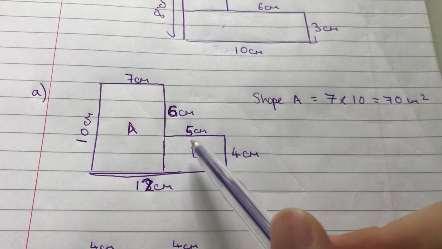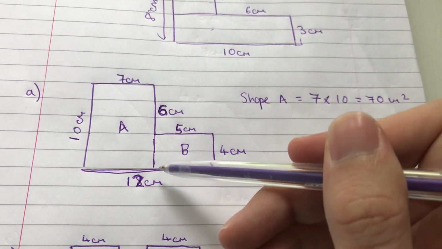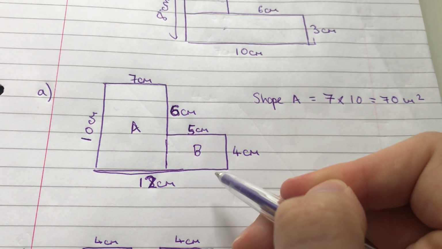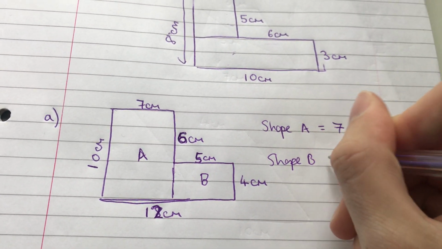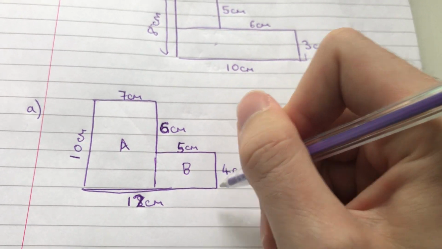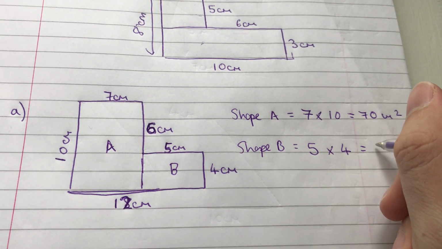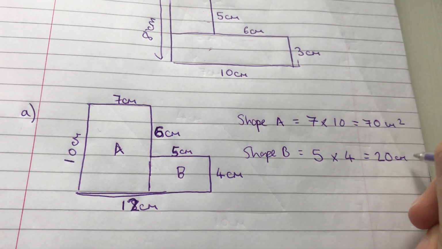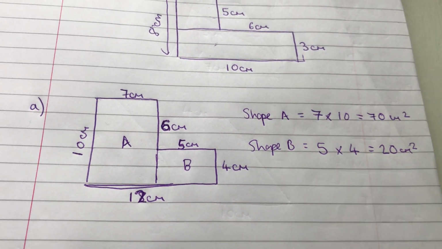Next one, so we've got shape B now. So, base times height again. Our base, which is up here, same there, because we know that opposite sides on a rectangle are equal. So, shape B, base is 5. And the height is 4. So, base times height, 5 times 4. What is 5 times 4? Well, that is 20. 20 units. What are units? They're centimetres, because we've got centimetres for the side lengths, the edge lengths, so centimetres squared.